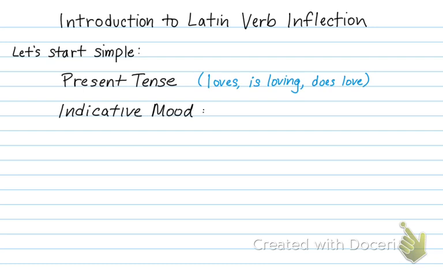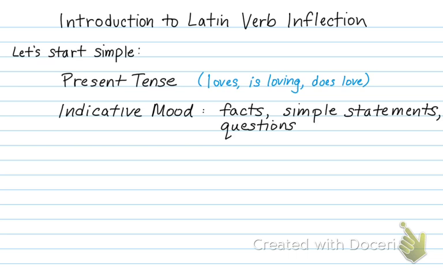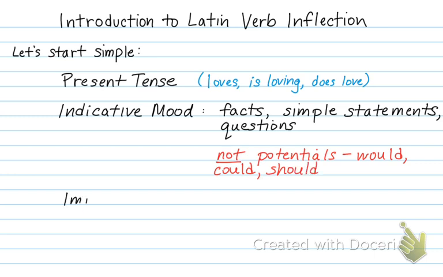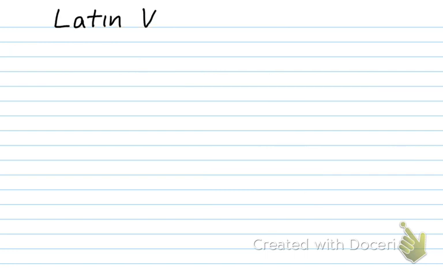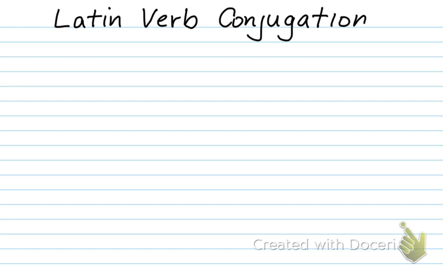First, we'll learn the indicative mood. The indicative mood is what you use to make statements of fact, give simple statements, and ask questions. We will not be looking at the subjunctive mood, which is what you use to designate potential. In English, these are sentences that have would, could, should, may, might, etc. After we learn some indicative endings, we'll learn some imperative mood endings. The imperative mood is the mood that you use to give commands. We'll be learning some forms for two different conjugations.